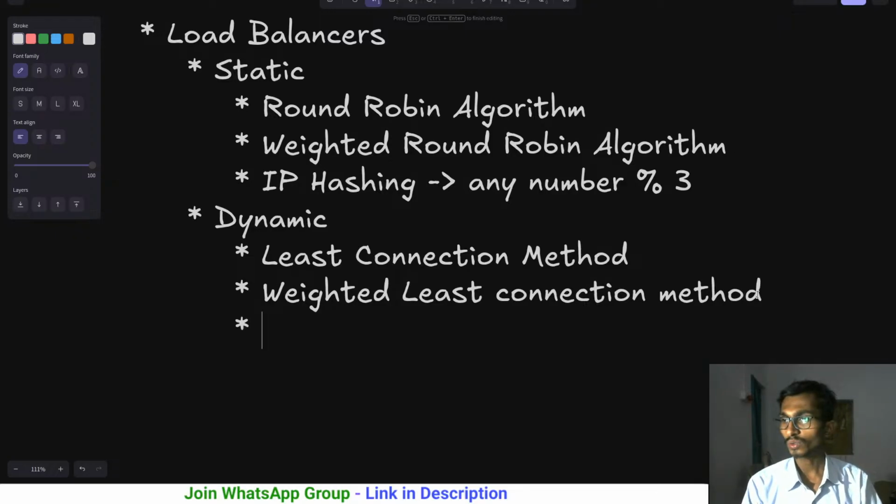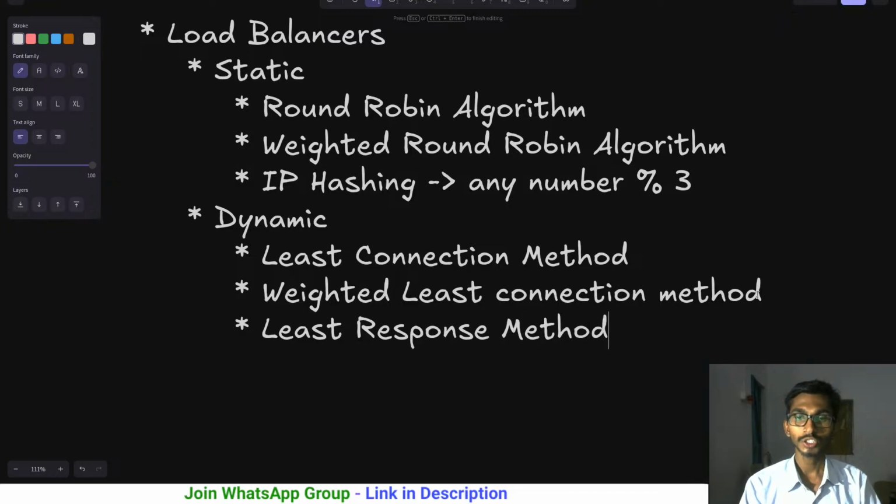And then the third one is going to be least response method. Least response method or algorithm, call it anything. It just simply checks the least response. It will get the number of requests that it has, and then the overall average response time it takes to resolve those requests, it will simply multiply them, and whichever has the least response time ultimately.